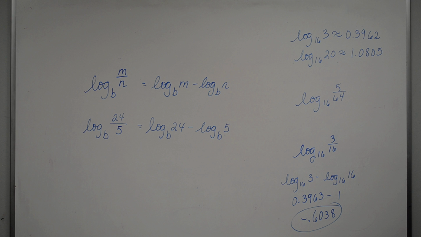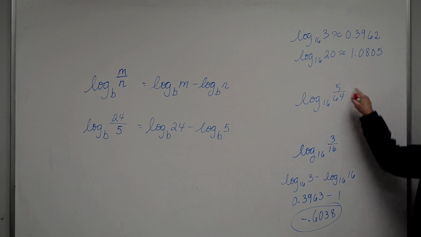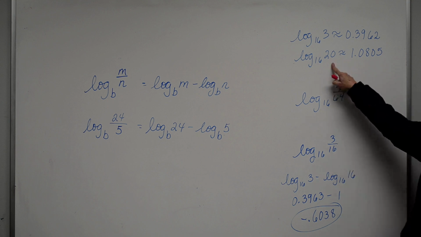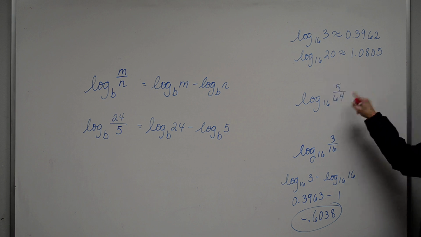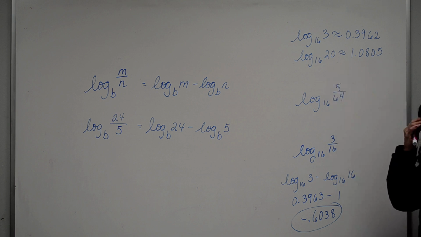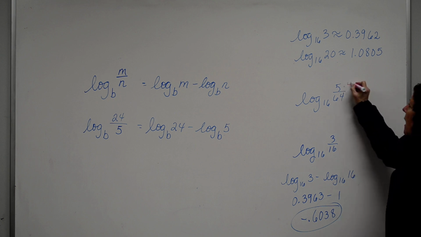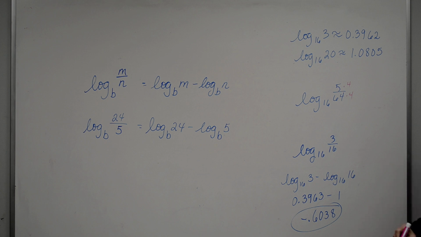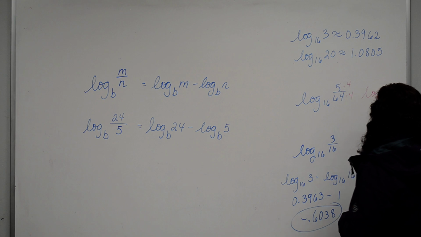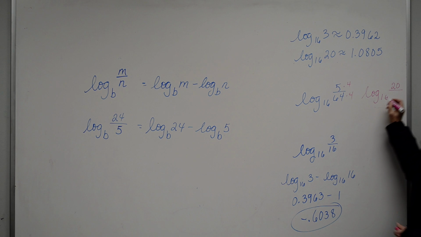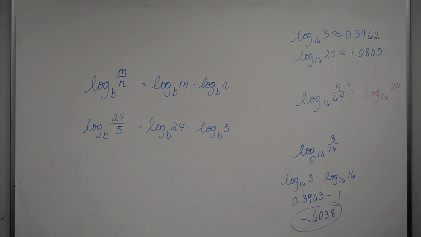All right, looking at that top one, I know I've got a problem from the start, because there is absolutely no way I've got a 5. I do, however, have a 20. So is there any way to make the 5 into a 20? Multiply by 4, which I can do if I do the top and the bottom here, because it's like multiplying it by 1. So I'm going to change it into the log of base 16 of 20 over, I think that gives me 256 on the bottom?